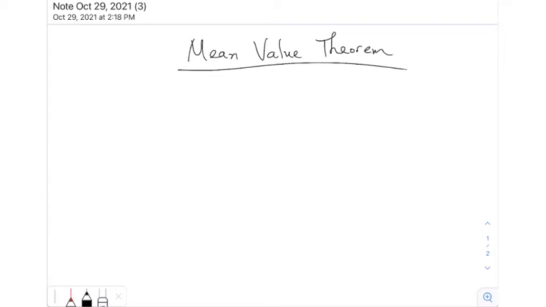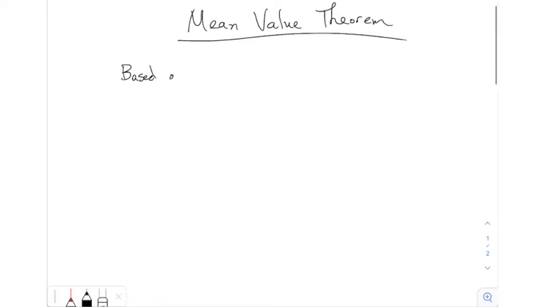Actually, the mean value theorem, if you've had a good calculus class in high school, which I think most of you have, you may have heard of this before. But before we talk about that, I want to talk about a simpler idea, which is called Rolle's theorem.